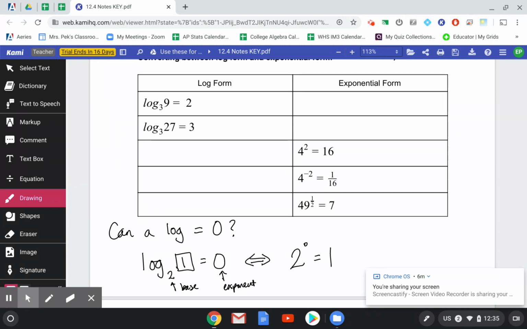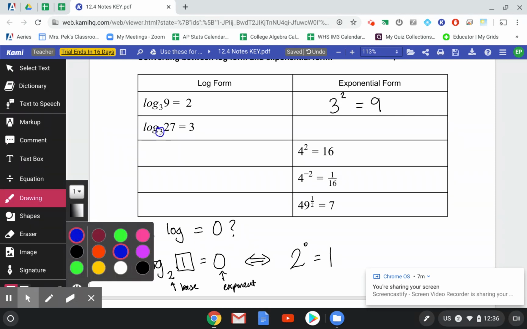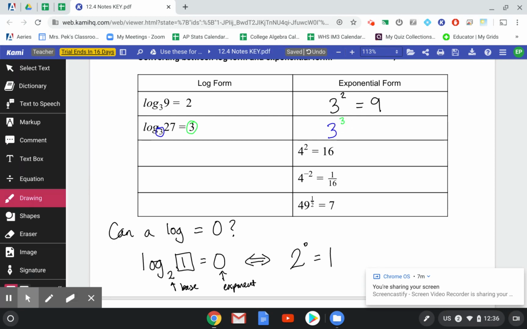Let's look at the first one. Log base 3 of 9 equals 2. So if I rewrote this in exponential form, our base is 3, our exponent is 2, and this equals the argument of our log, which is 9. So 3 squared equals 9. Sounds right to me. Log base 3 of 27 is 3. I know that there's 2 different 3s, so let me make sure that we know which one's going where. So this 3 is going to be blue. This 3 is going to be green. So the base of the log is this one. The exponent is this one, just to make sure we're all clear, and that equals 27.